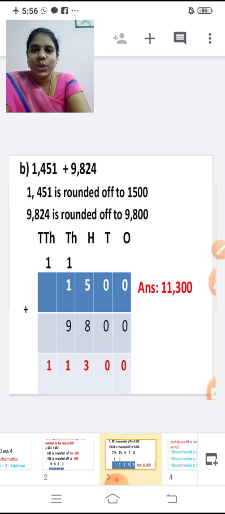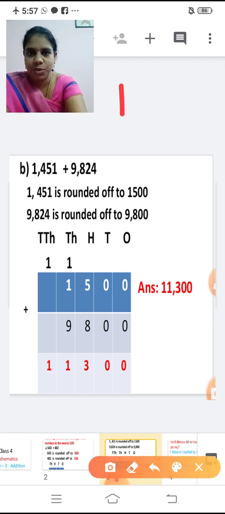So we are going to add 1451 and 9824. How are we going to add? First we are going to round off the numbers to the nearest 100 and then we are going to add, shall we?